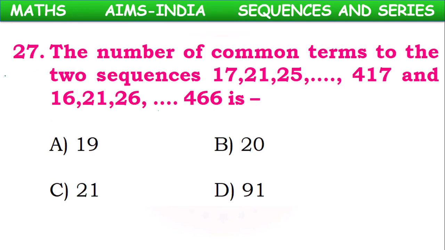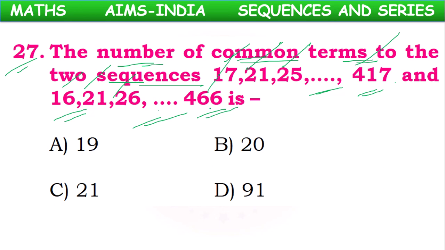Next one. 27. The number of common terms to the two sequences 17, 21, 25 and so on up to 417, and another sequence 16, 21, 26 and so on up to 466. So here we have to find out the number of common terms in this first sequence and this second sequence.